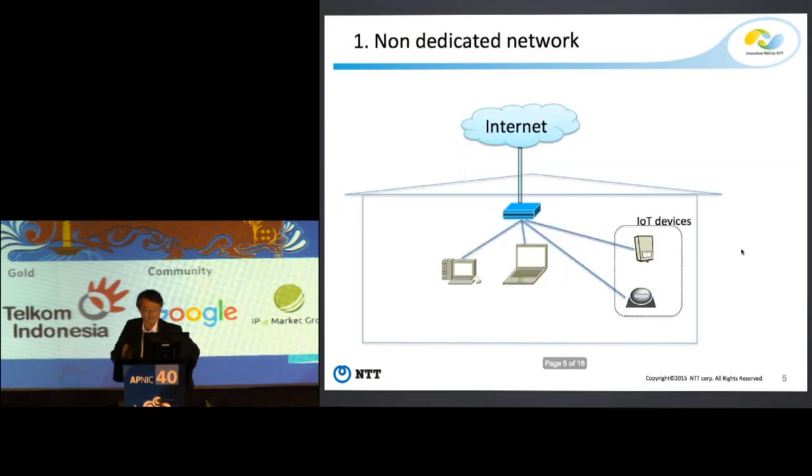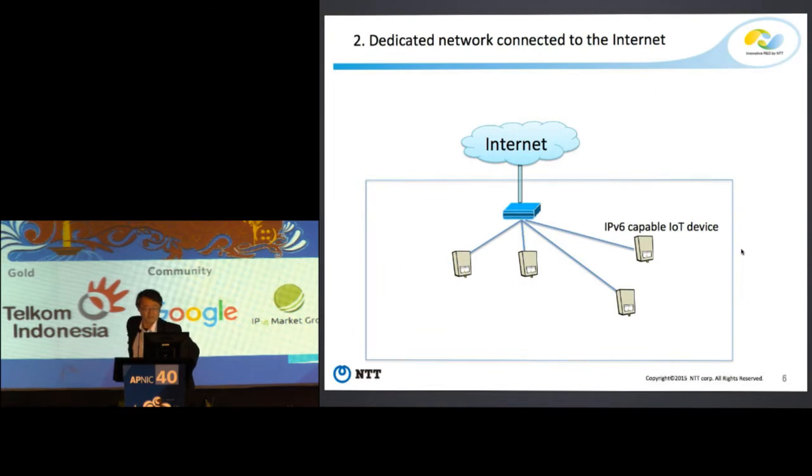Okay, this is the first example, a non-dedicated network. In this case, the IoT device is connected to the current internet. And the second type is a dedicated network connected to the internet. This figure shows only a limited network, but there are many other wide area networks, such as a car network or a weather sensor network. Maybe that network will be a nationwide network.